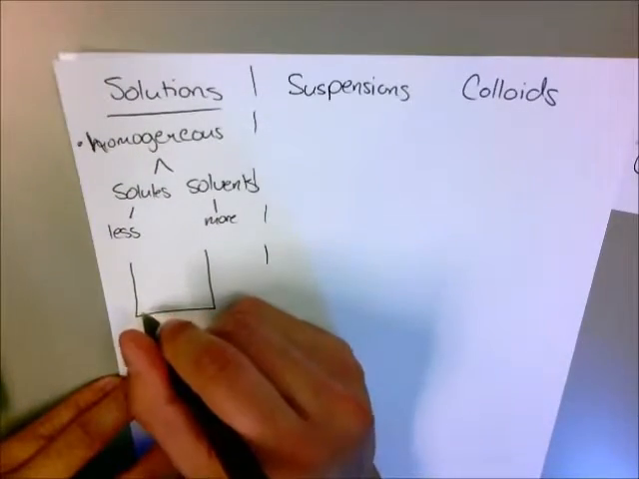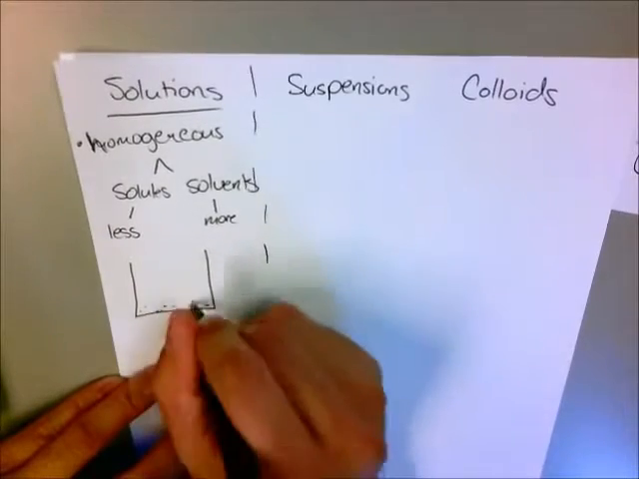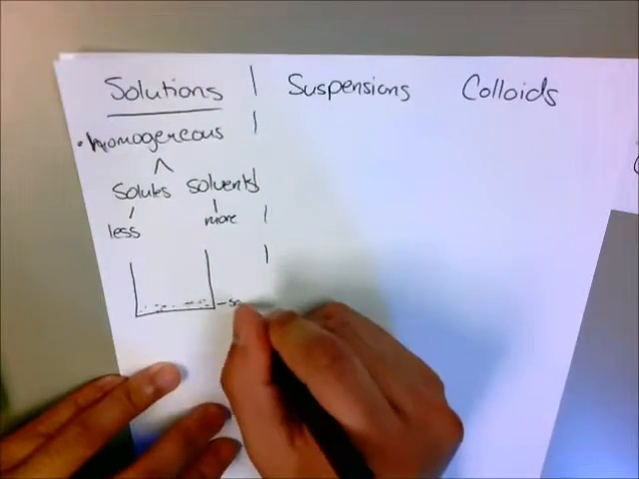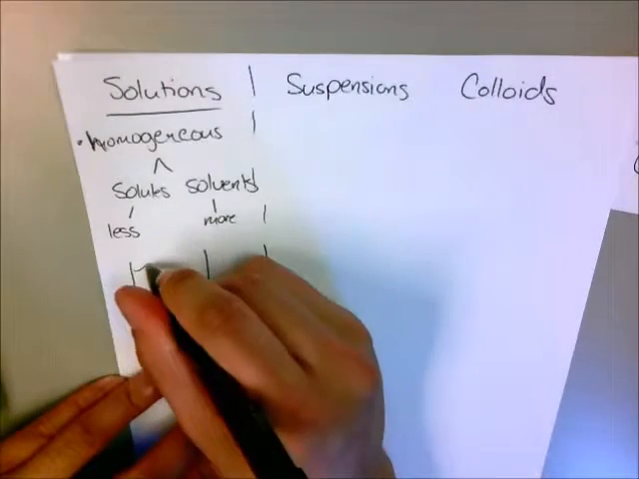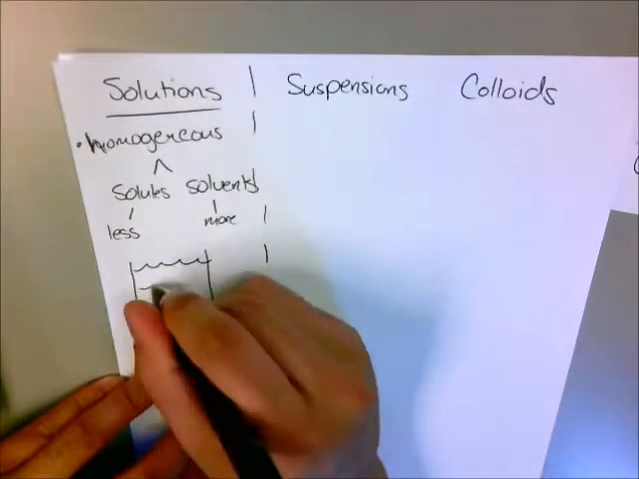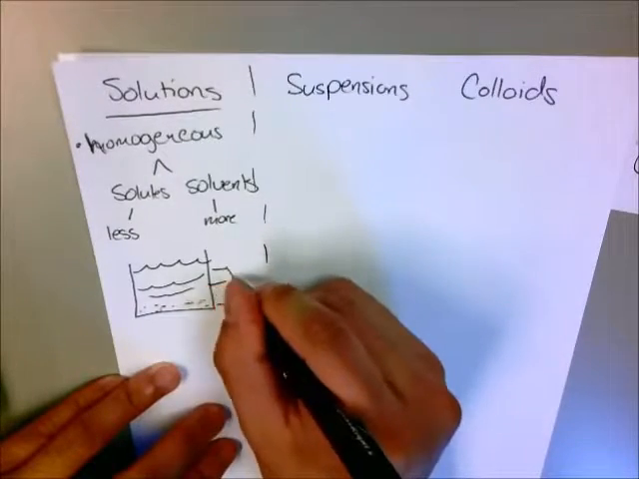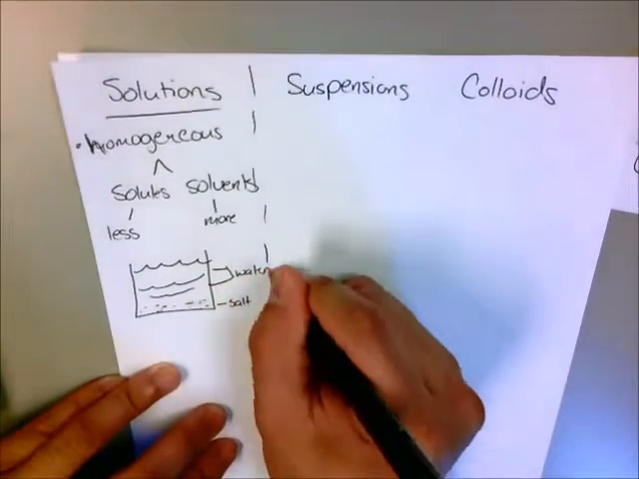So here's your cup, and here's your salt. Okay, so you'll notice I've made some dots at the very bottom of this beaker. This is salt. And then here's your water. Okay, so like the rest of the beaker is filled up with water. So that's all water.